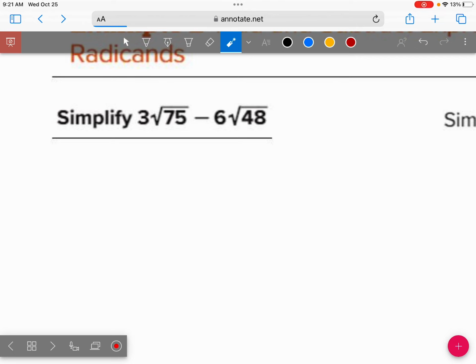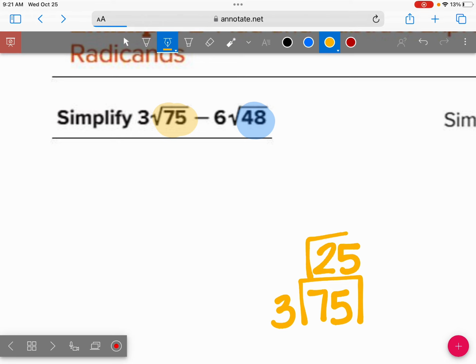So I want you to build a cake with 75, and then we're also going to build a cake with 48. So let's start off by building our cake with 75. Let's do that off to the side. So 75. We can't divide it by 2, but we can divide it by 3. Go ahead, divide 3 into 75. So 3 into 75, that would be 25. And then we can put a 5 into 25, 5 times, 5 into 5 one time.